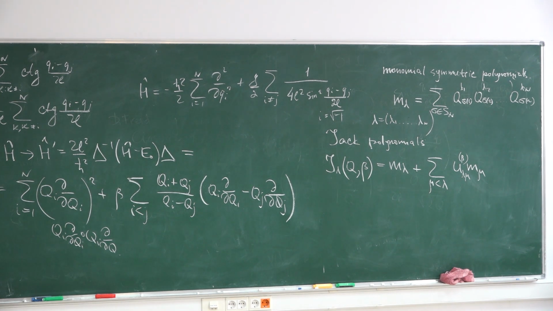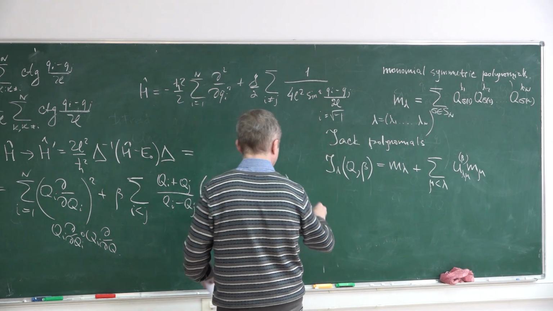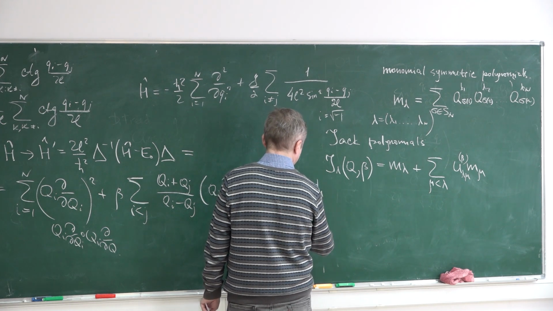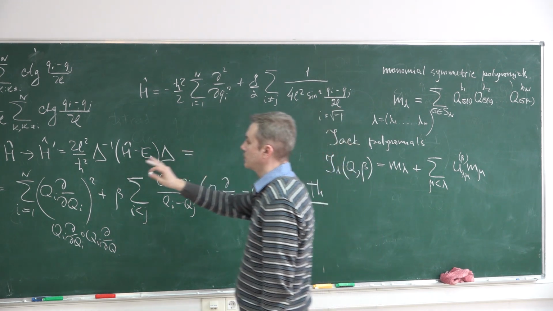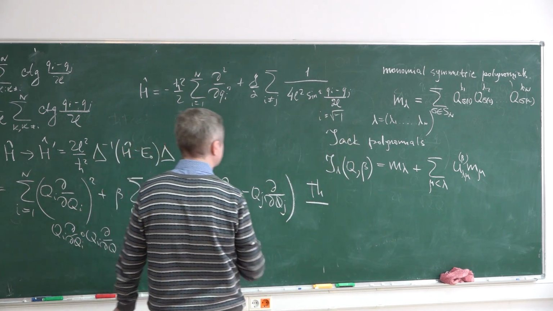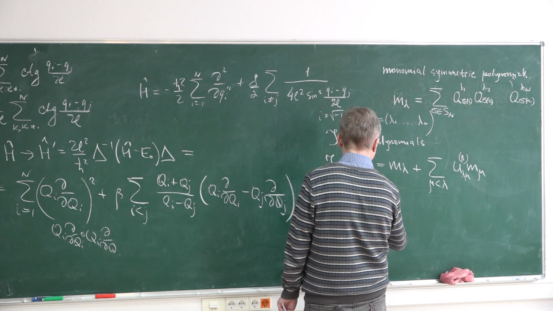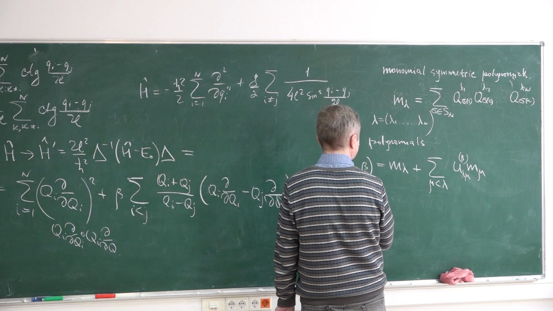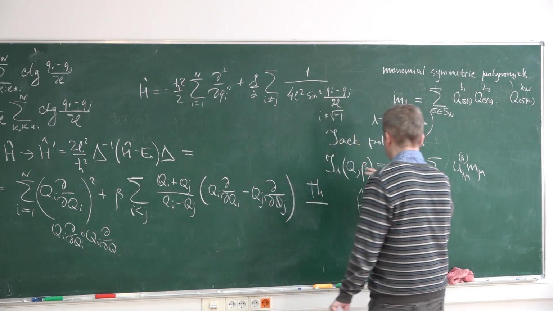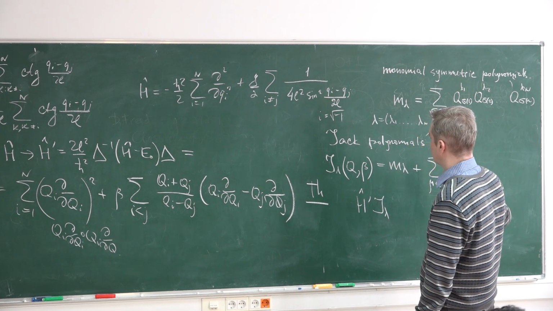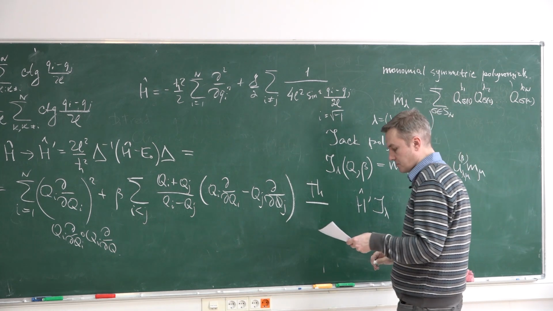So finally, what we have, the statement is as follows. The statement or the theorem is that if we have this new Hamiltonian given by this operator H prime, then there exists a set of Jack polynomials defined by this kind of formula, but I don't put any details, just a generic expression for it.